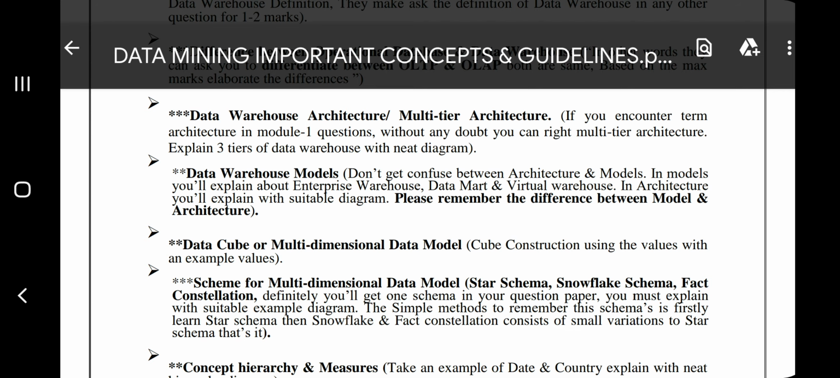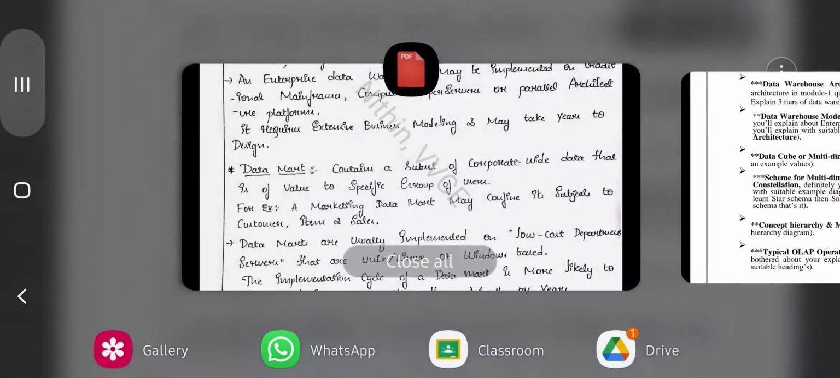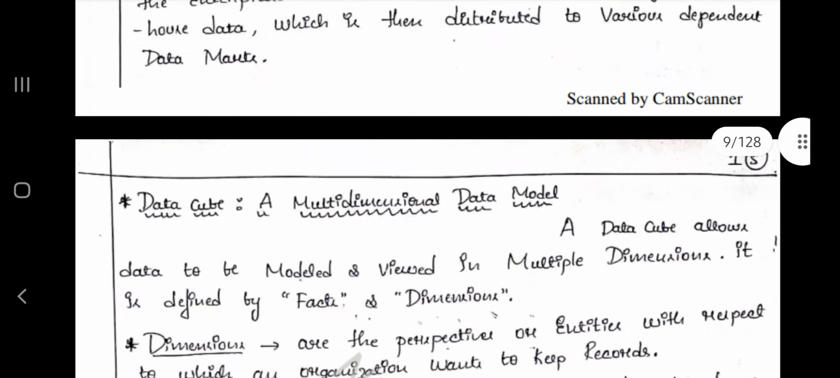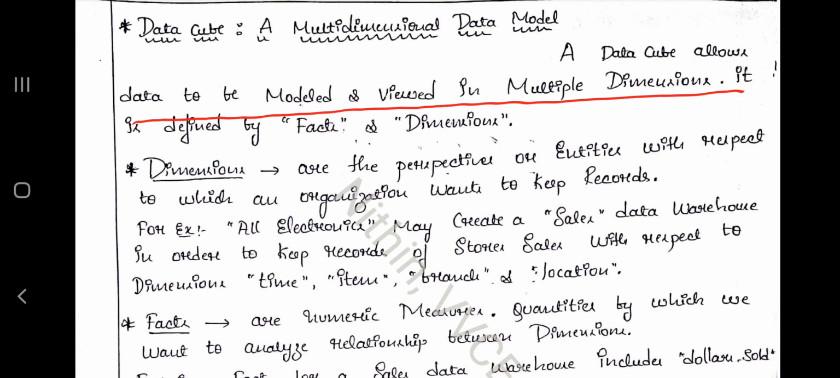Let's move on. The next one is the data cube or multidimensional data model, a very important question from the exam point of view. This and the OLAP operations. So what is a data cube? Let's have a look. A data cube allows the data to be modeled and viewed in multiple dimensions, and it is defined by facts and dimensions. So what is a data cube is the first key point.